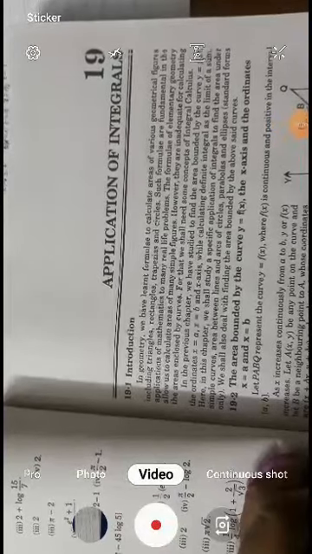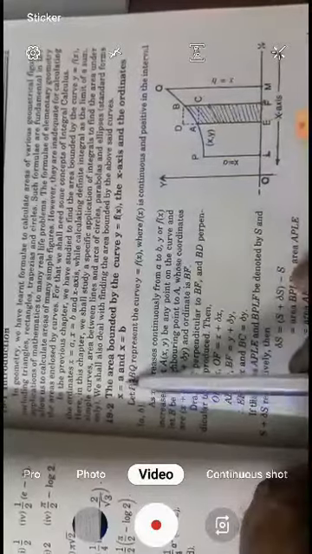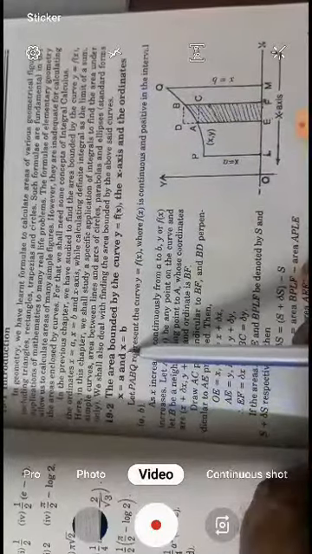Students, today we are starting our next chapter, application of integrals. In this chapter, firstly we have to study the area bounded by the curve y equal to f(x), the x-axis and the ordinates x equal to a and x equal to b.